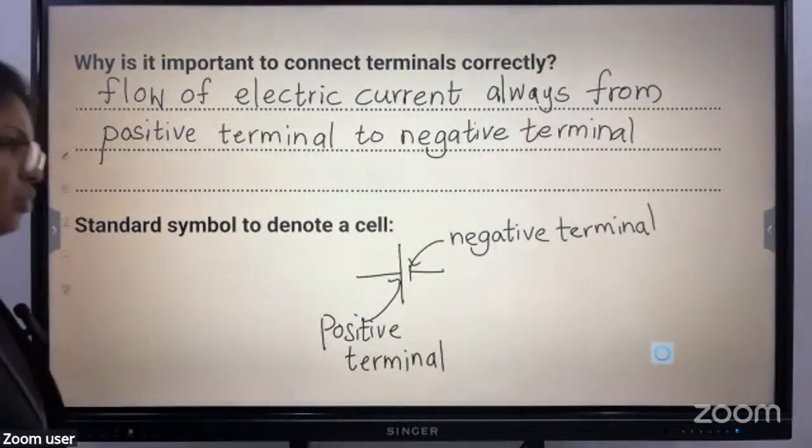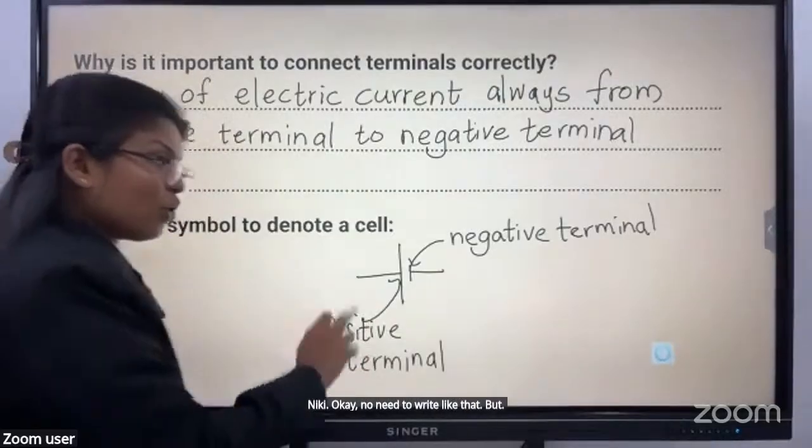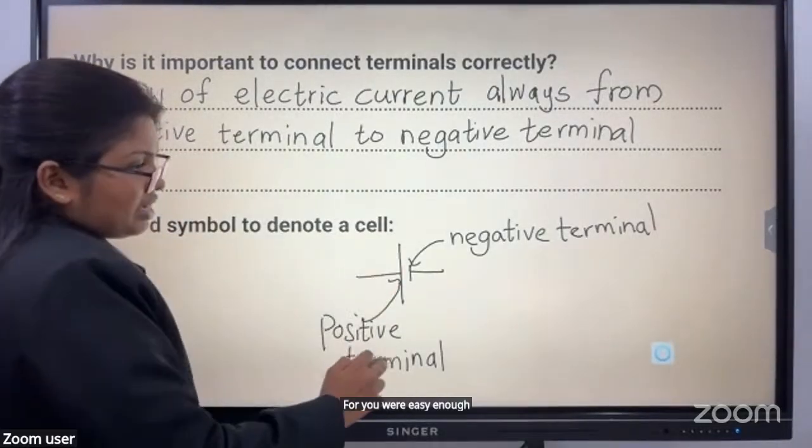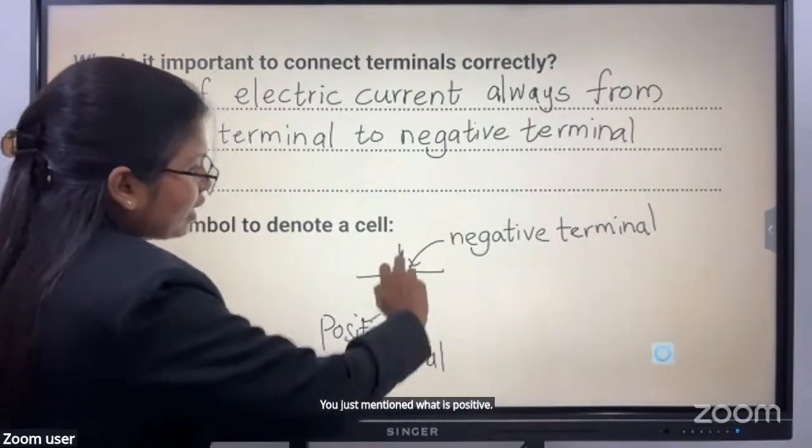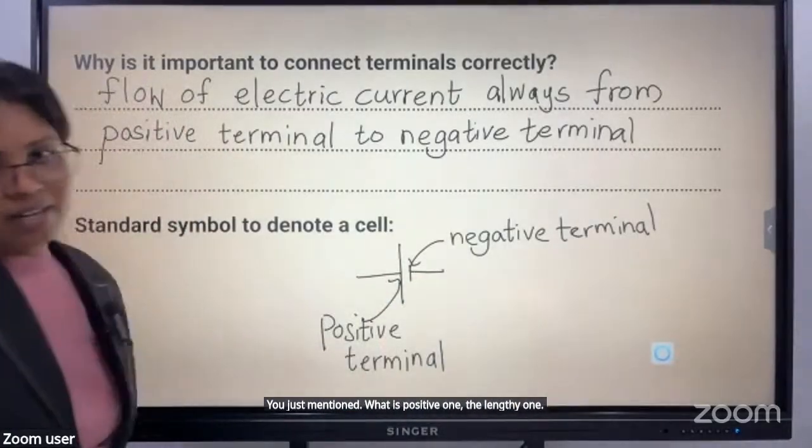Okay, no need to write like that, but for your ease of identification, you just mention what is positive: the lengthy one, and here the negative one, the shorter one. Okay.